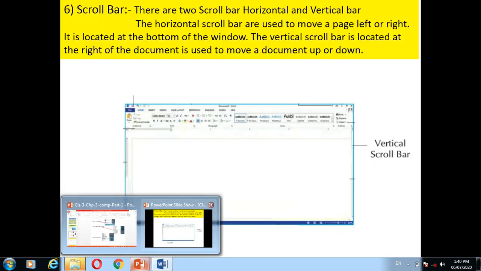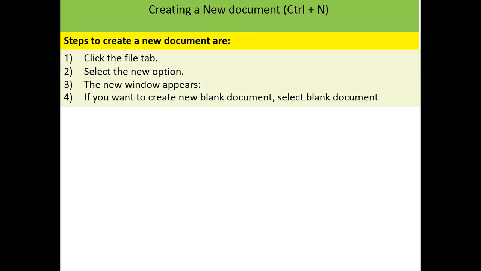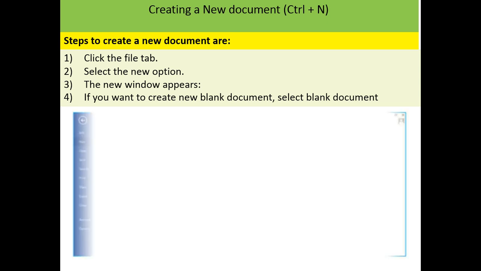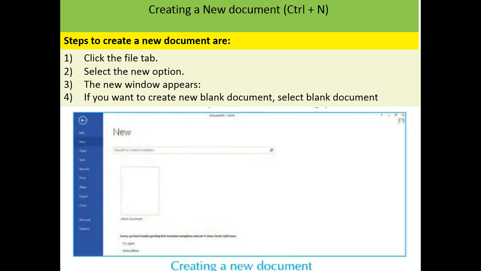Okay. Now the next point is creating a new document. How to create a new document in MS Word? See, there are certain steps. Click the File tab, select the New option, and the new window appears. If you want to create a new blank document, select blank document. In this way the screen is showing to you.